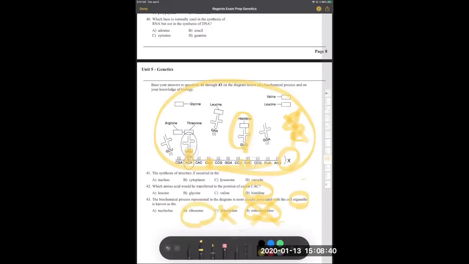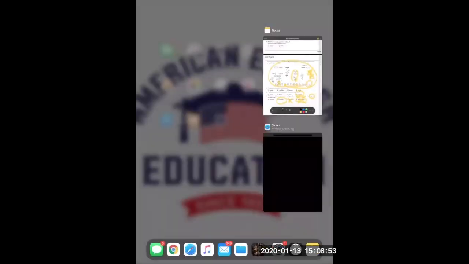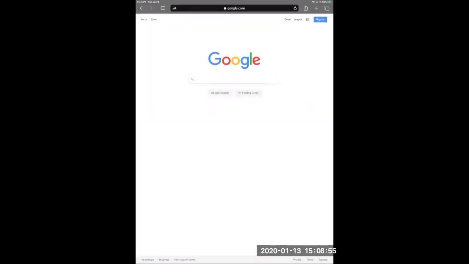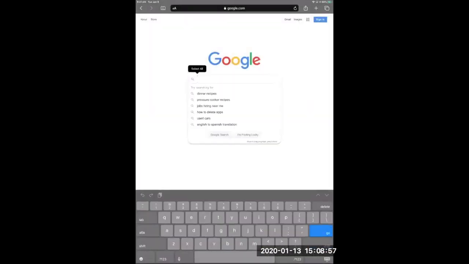Nucleolus. What is nucleolus, by the way? I really want to find out. Even though I know the answer to 43, it's ribosome, I definitely want to find out what nucleolus is. So shall we go and actually check this out? Let's see. Nucleolus, right?